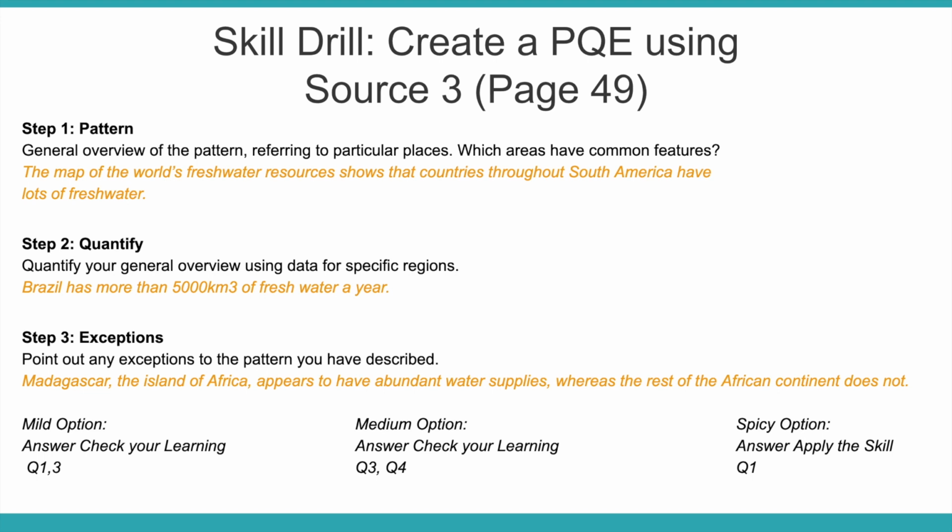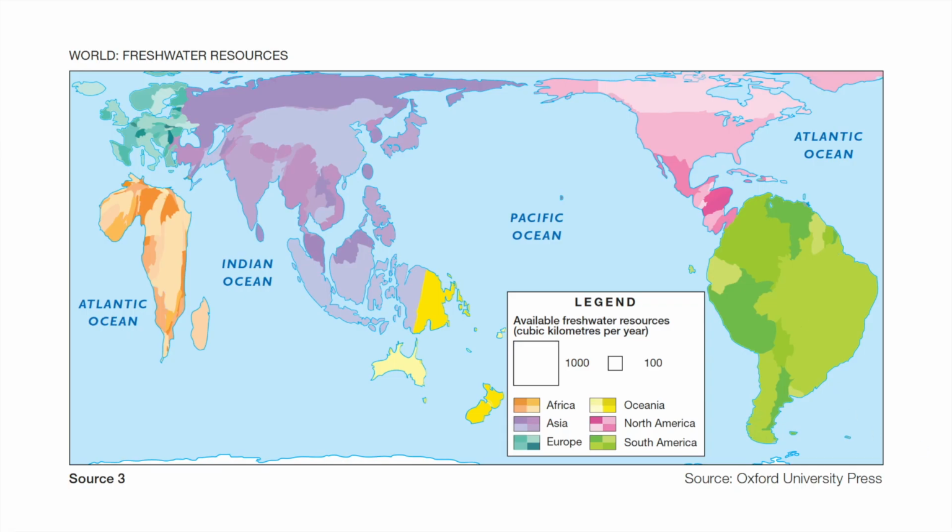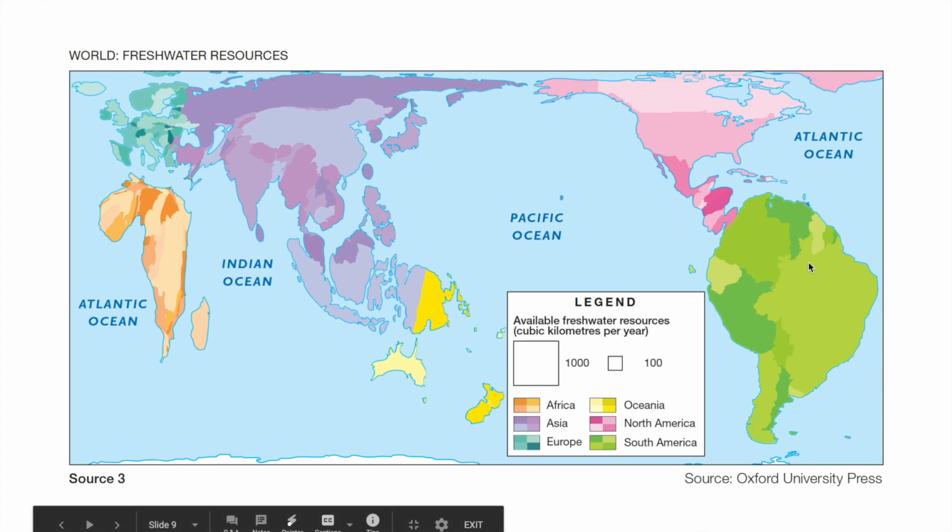And now we're going to look at a specific example. Here it says Brazil, which is a country in South America, has more than 5,000 cubic kilometers of fresh water a year. So if you go to the map, that's this big country here, Brazil.